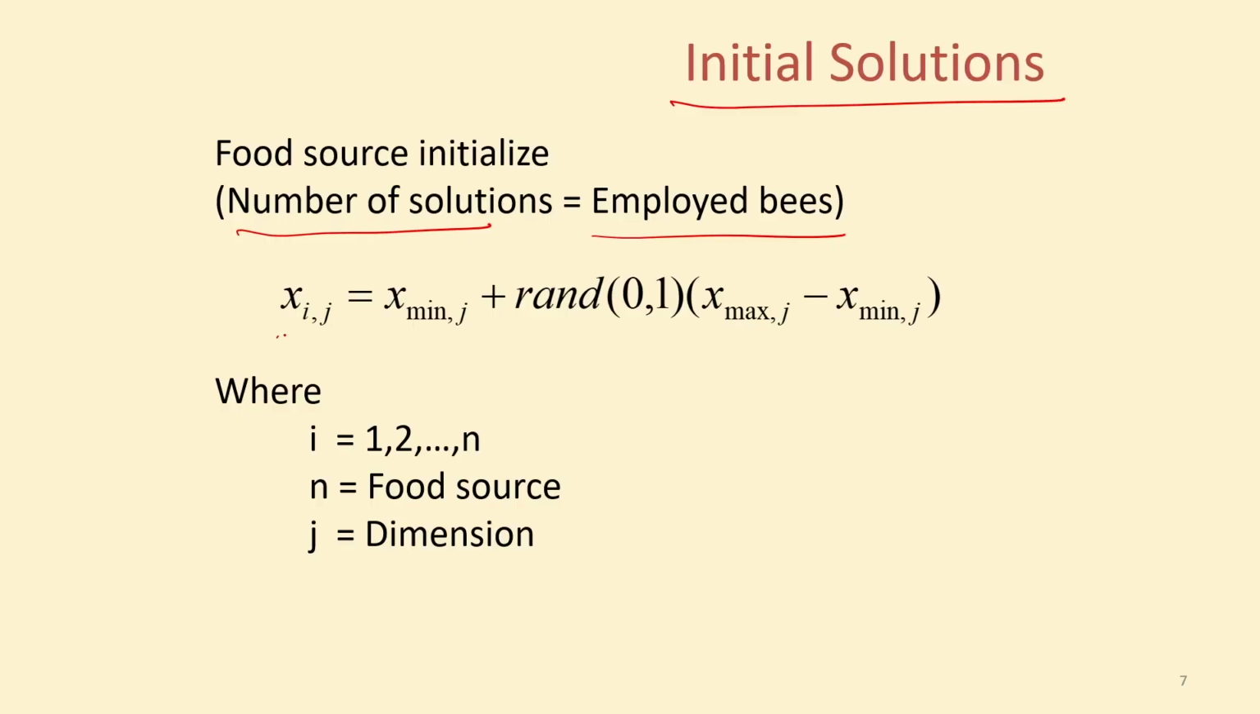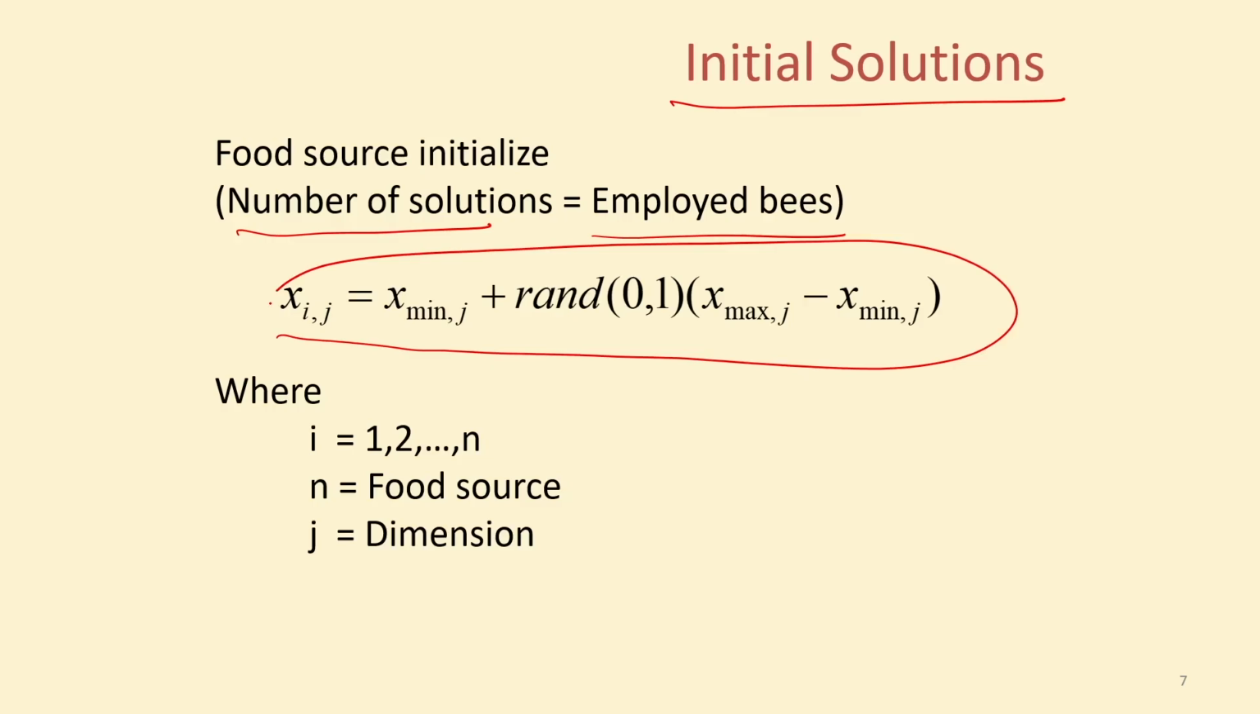Now, for the number of solutions, we have to randomly initialize the food positions. The random initialization of food position follows this equation, that is, within the range the food source position is generated. How many food sources? N number of food sources. The N may be 10 or 20 or 30. What is J? How many values have been produced. So, accordingly the initial solution has been generated.